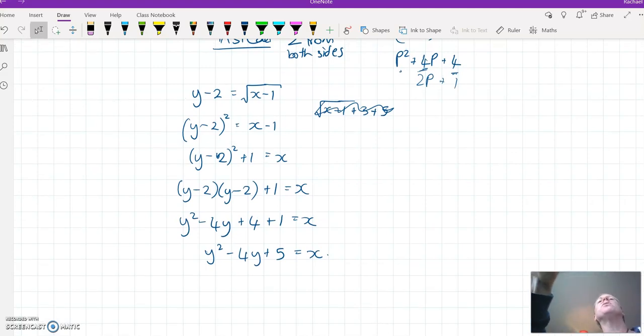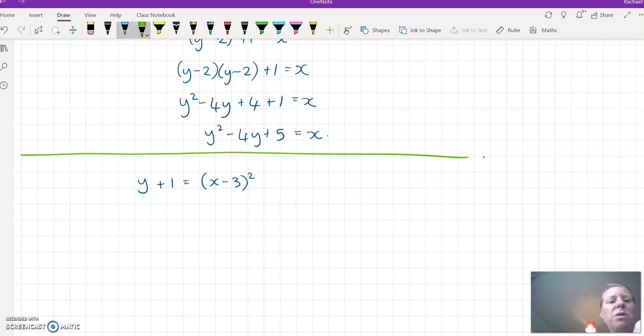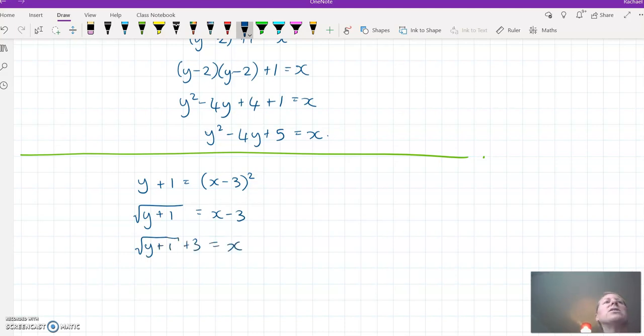Same deal if you've got some squares going on and you want to take the square root of them. I'm sure I've got an example on here. Let's say I had y plus 1 equals x minus 3 squared. Same deal, all tied up with the brackets. We want to undo that squaring, so we're going to take the square root of both sides. We end up with the square root of y plus 1 equals x minus 3. And so we're left with that plus 3 equals x. Just emphasizing that.